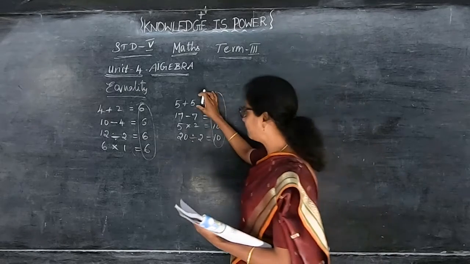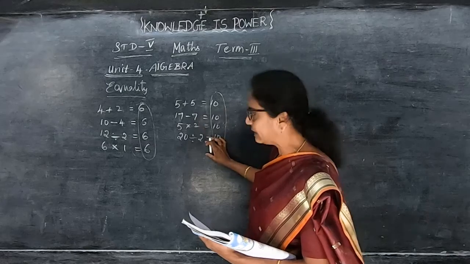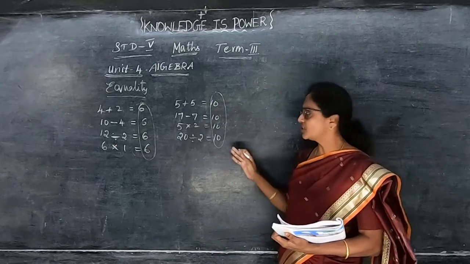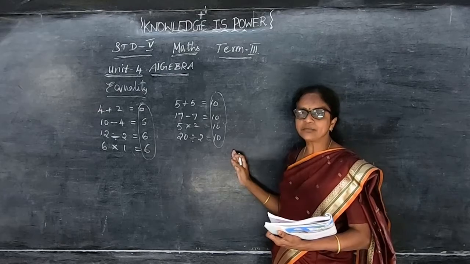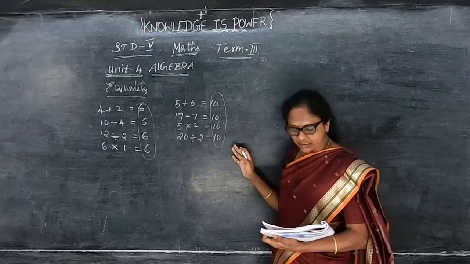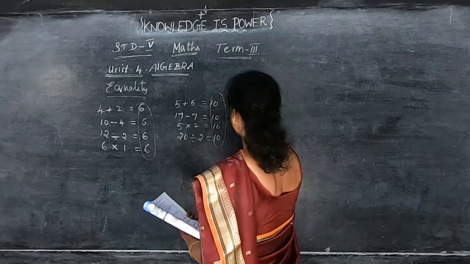So this is clear. 5 plus 5, 17 minus 7, 5 into 2, 20 divided by 2: this is known as the expression. All these expressions are equal to the answer. The answer is equal, so this is called equality. This is known as the equality.